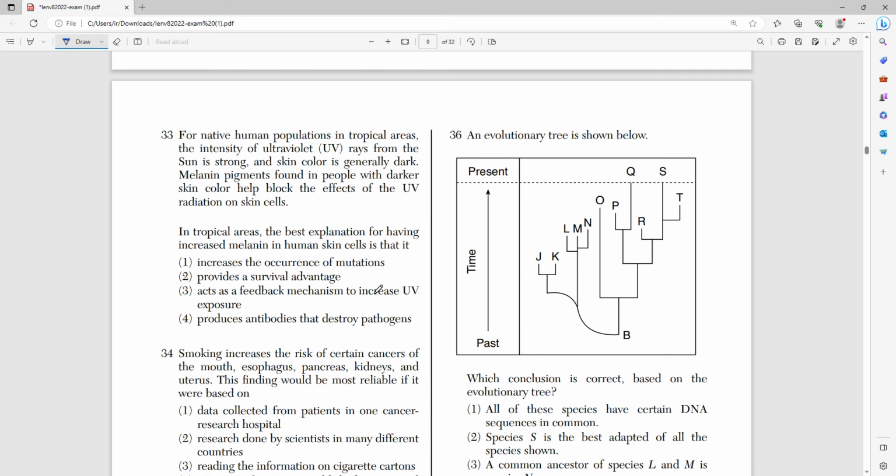That's our right answer. Number 33 says that for native human populations in tropical areas, the intensity of ultraviolet UV rays from the sun is strong, and the skin color is generally dark. Melanin pigments found in people with darker skin color help block the effects of UV radiation on skin cells. In tropical areas, the best explanation for having an increased melanin in human cells is that it does what?